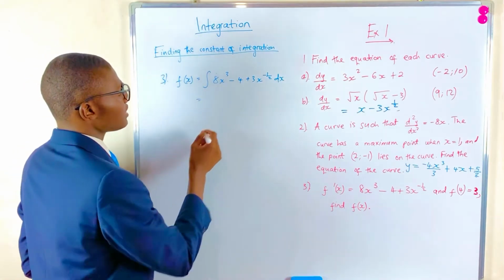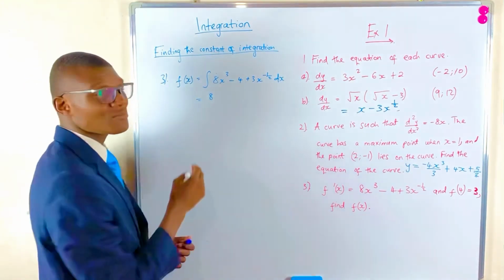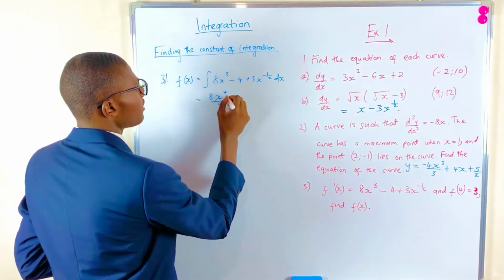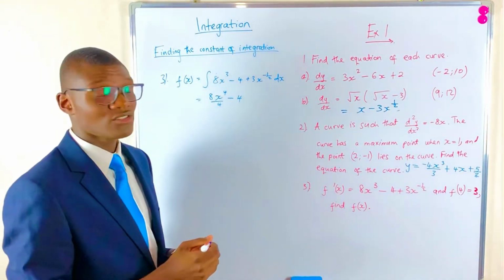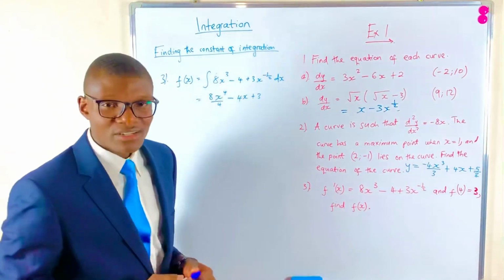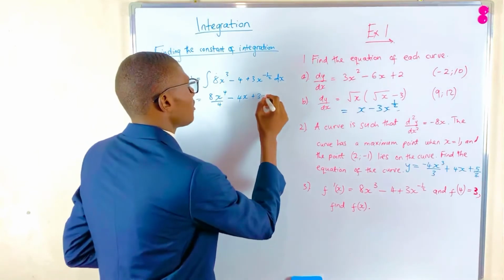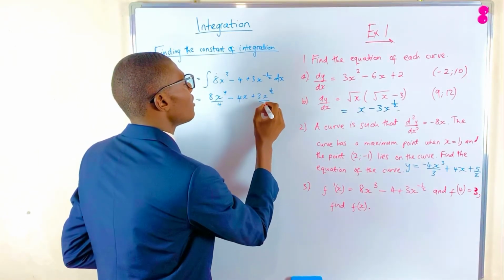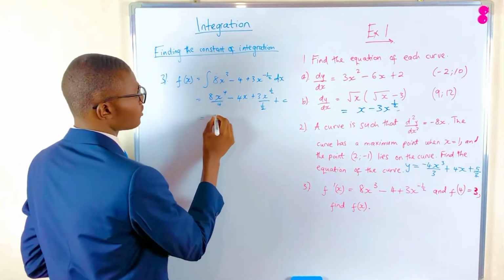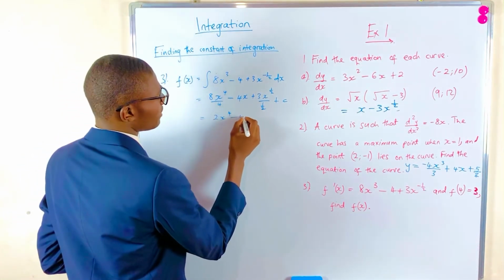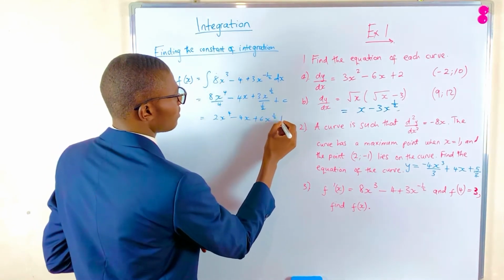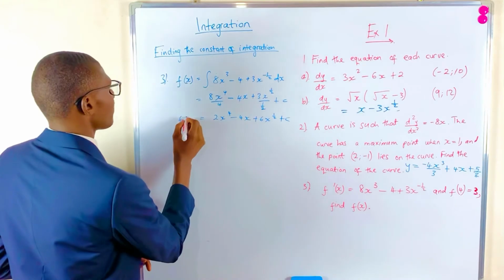Then integrating here, we shall say 8 times the integral of x to the power of 3, that's x to the power of 4 over 4, then minus 4 times the integral of x to the power of 0, that's just x, then plus 3 times the integral of x to the power of minus half, that will be x to the power of half over half, then plus c. And this will simplify to 2x to the power of 4 minus 4x, then plus 6x to the power of half, plus c. This is our f of x.